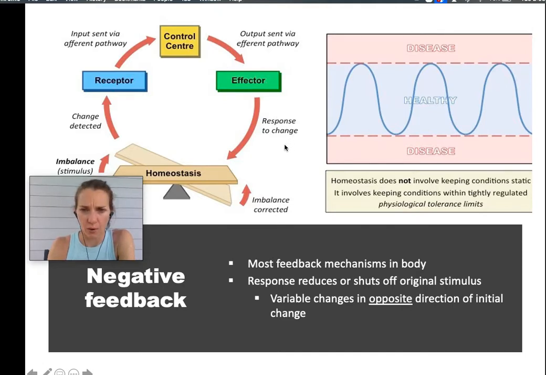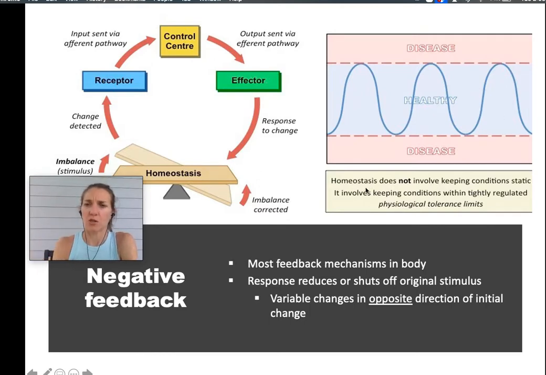And again, I'm going to give lots of examples here, but I wanted to just lay the groundwork. So there's an imbalance, receptors pick up on the change, that change is communicated to the brain, and then some sort of effect is going to be implemented. This is usually going to be through acting on the nervous system, acting on glands, acting on smooth muscle. But whatever that effect is, it is going to reverse that initial stimulus to get things back in balance.